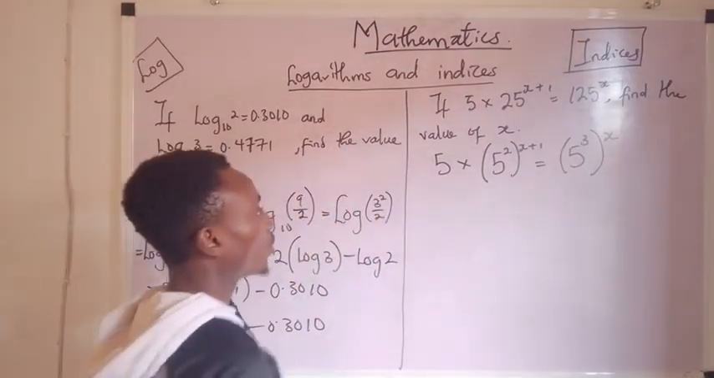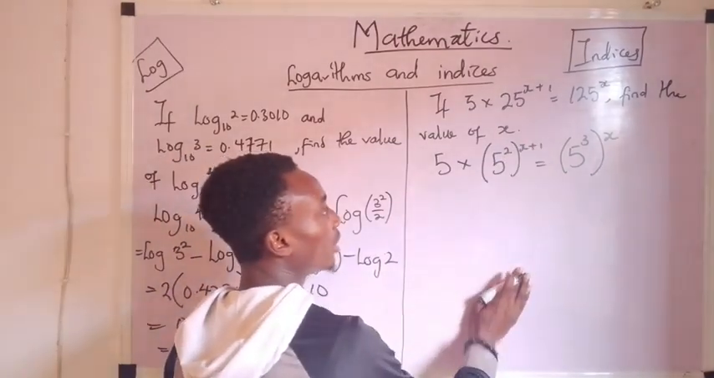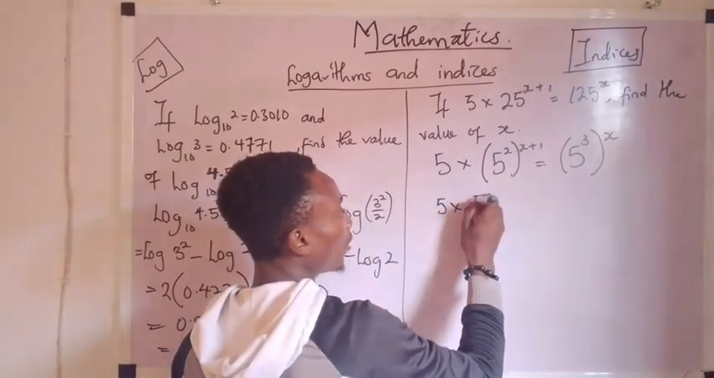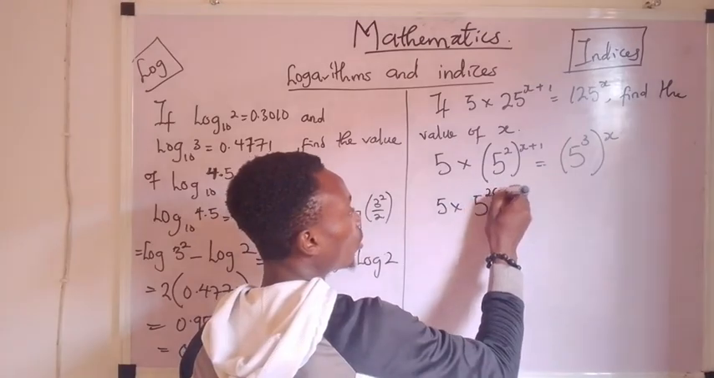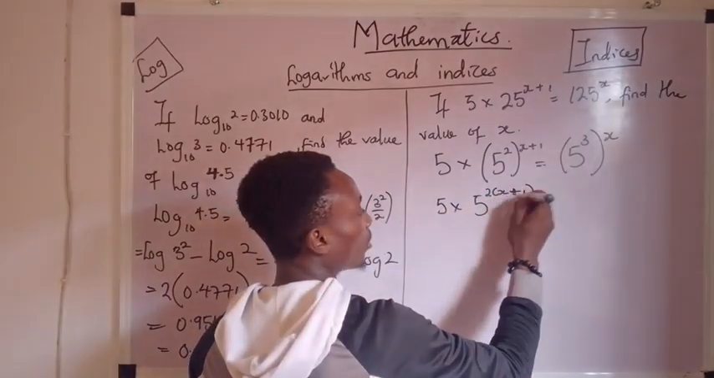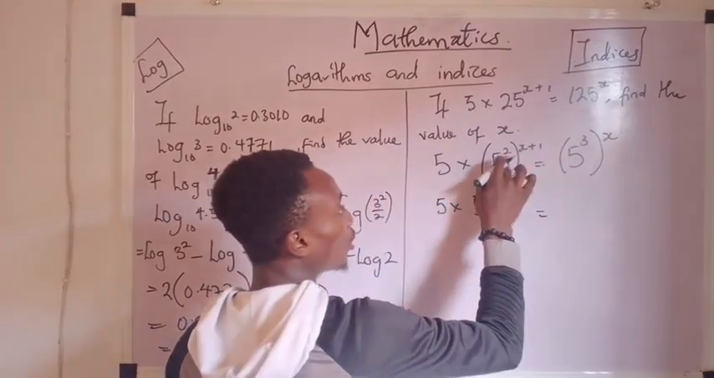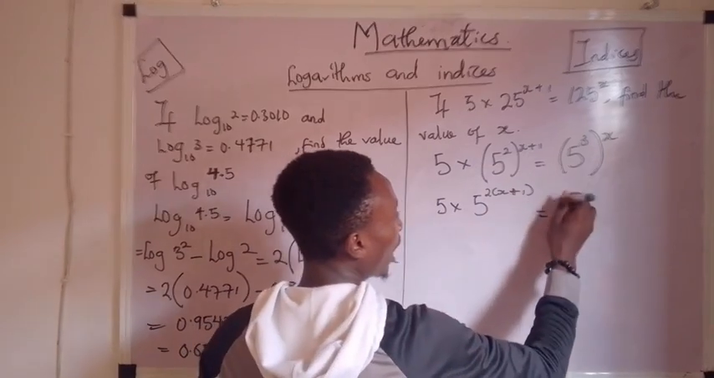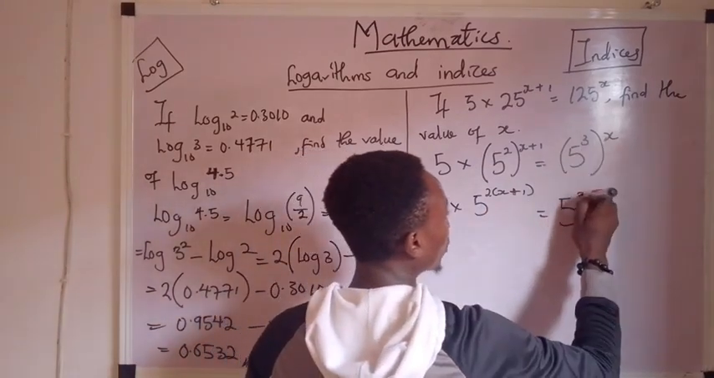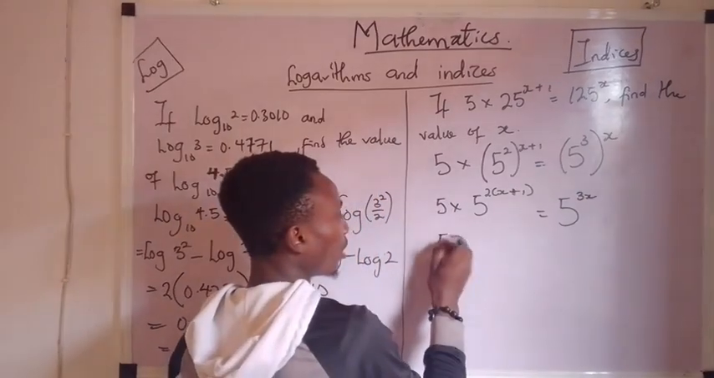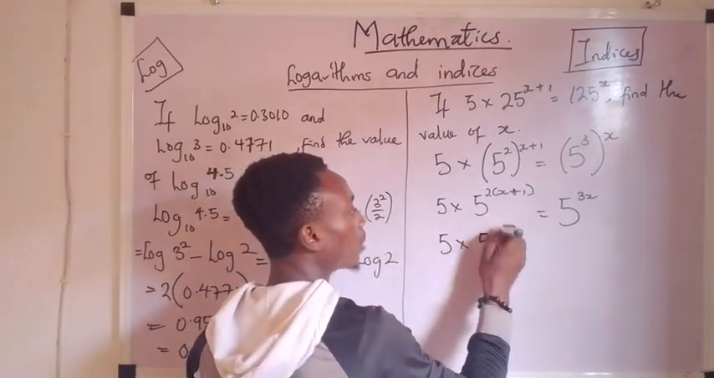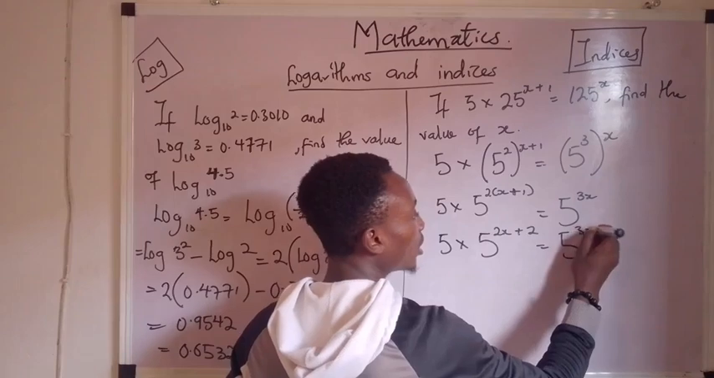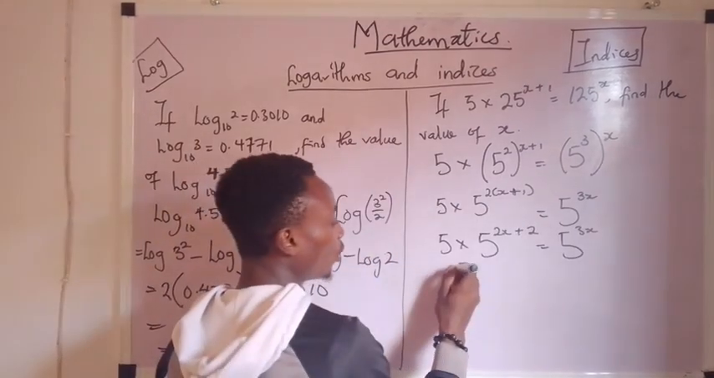Let's deal with this bracket first. You have 5 times 5 raised to power 2x plus 1. Now, this one is not only multiplying x, it's also multiplying x plus 1. So you put it like this, and you have 5 raised to power 3 times x, which gives us 3x. Okay, now 5 times 5 raised to power 2x plus 2 is equal to 5 raised to power 3x. We are close to our answer. What do we do now?